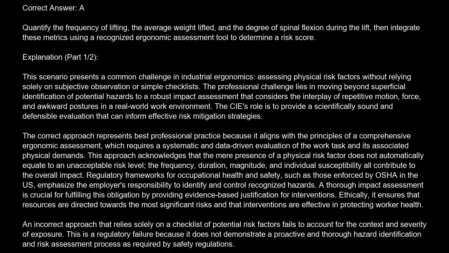The correct answer is A. Quantify the frequency of lifting, the average weight lifted, and the degree of spinal flexion during the lift, then integrate these metrics using a recognized ergonomic assessment tool to determine a risk score.